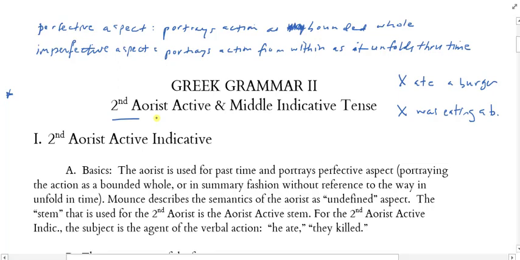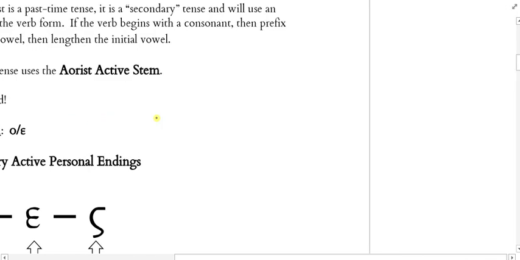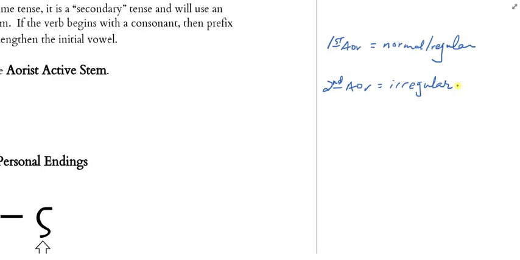So there are two ways of forming the aorist tense in Greek. And that's really the difference between the first and the second aorist. So I'm going to make some notes over here. The first aorist is what you might think of as the normal or the regular way of forming the aorist tense. The second aorist would basically be the irregular way of forming the aorist tense. I'm going to give you some examples in English of something sort of like this.